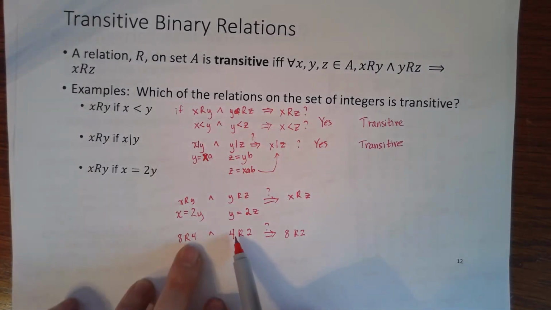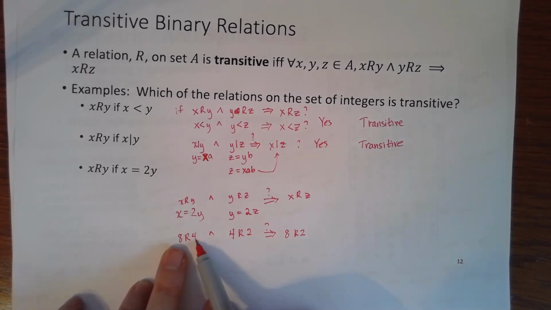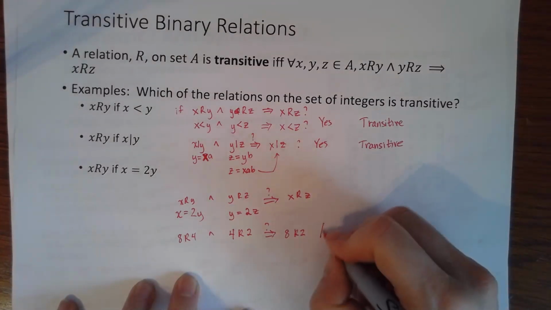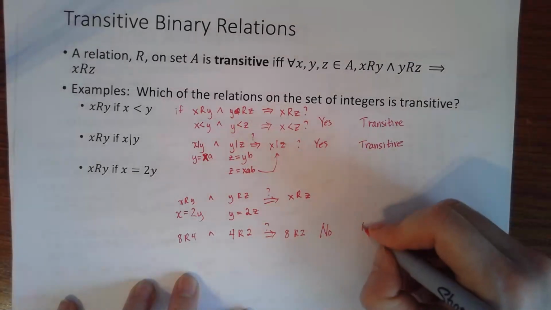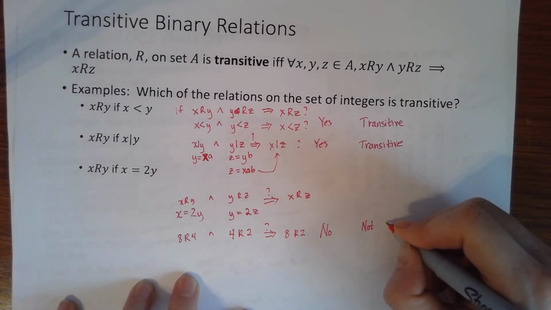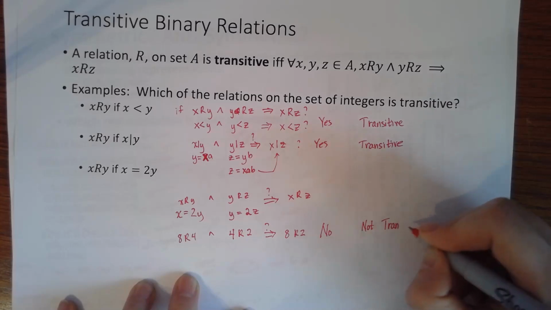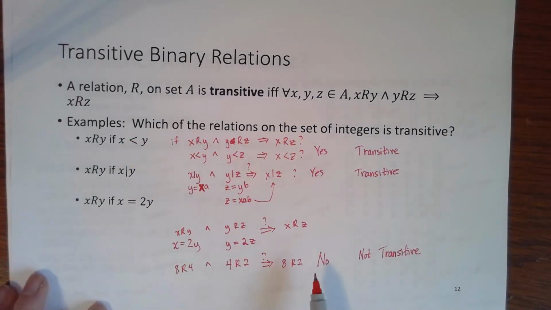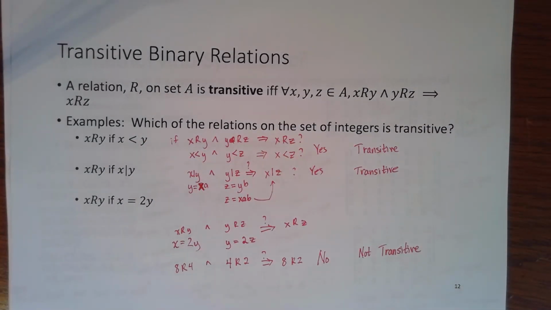So here's 4, kind of the middleman. 8 is related to 4, 4 is related to 2. Is 8 related to 2? Is 8 two times as big as 2? No. So this one is not transitive, because we found at least one counterexample. It would only be transitive if it's always true. If I can find one counterexample, then it's not transitive.